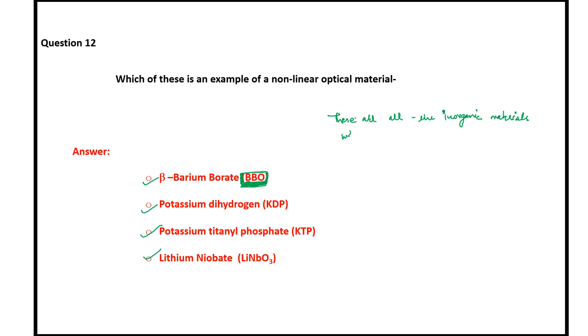Which we have been using as the conventional second harmonic generators. Okay, so for this, all are the answers: beta barium borate, potassium dihydrogen phosphate, potassium titanyl phosphate, and lithium niobate. All of these are examples of a nonlinear optical material. Okay, so with this, we'll go on to the next question.